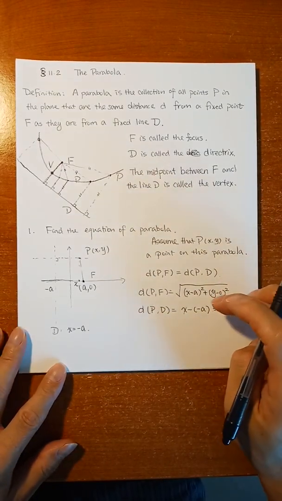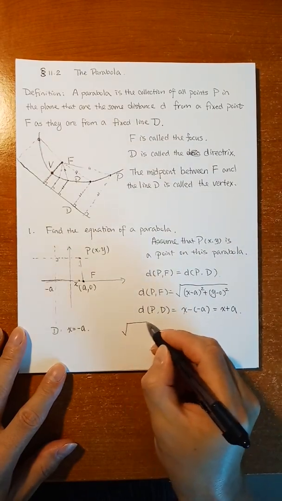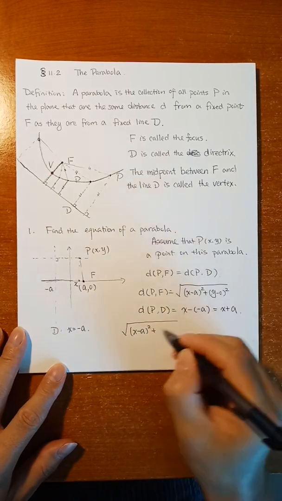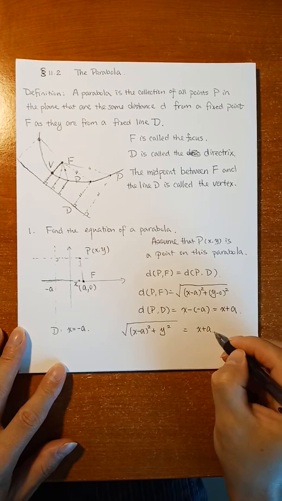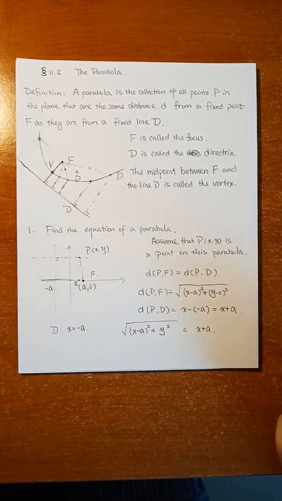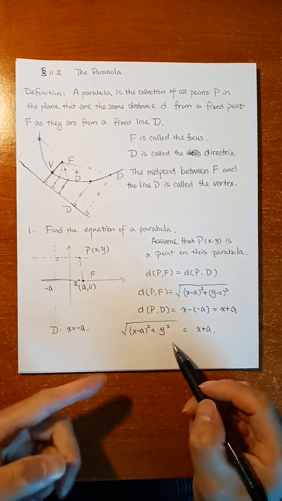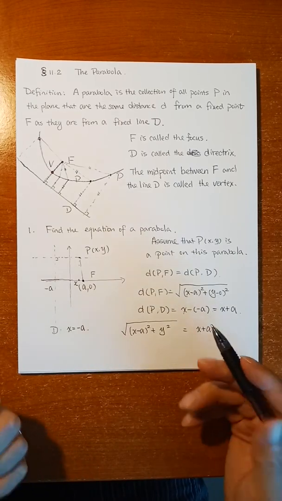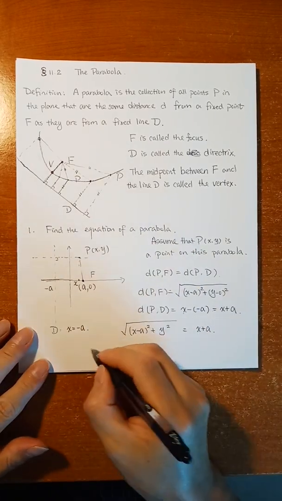Okay, so this distance is equal to this distance. So we have the square root of x minus a squared plus y minus 0, which is y, squared, is equal to x plus a. That's an equation. If we don't do any further step, then this will be the equation. But this equation looks, well, not simple, right? So we want to simplify it.